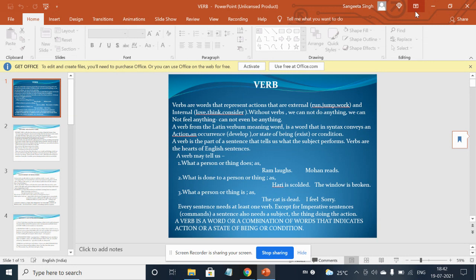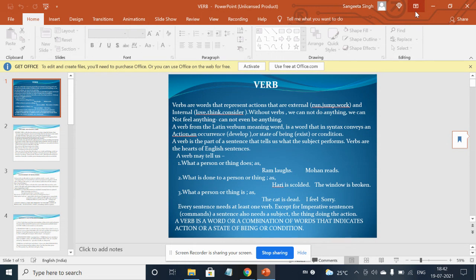Students, we will discuss verbs. Verbs are words that represent actions that are external. Example: run, jump, work, and internal, as for example, love, think, consider. Without verbs, we cannot do anything, we cannot feel anything, cannot even be anything.